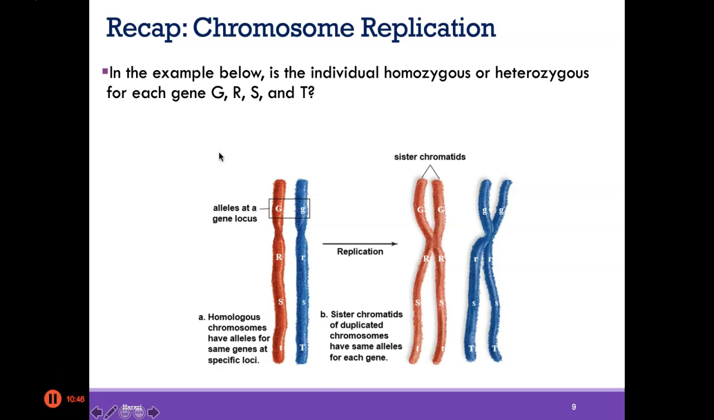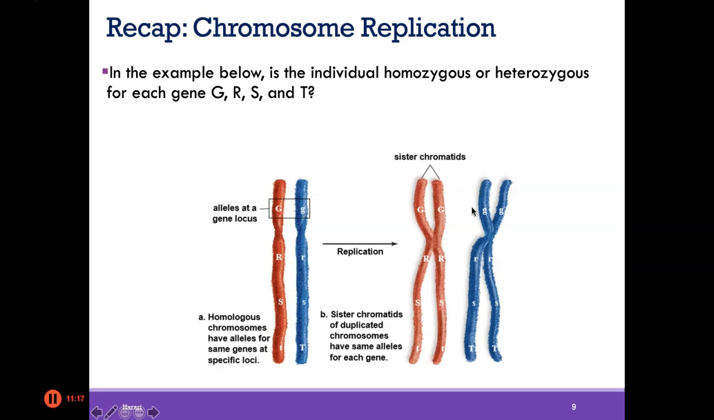So take a look here at this set of chromosomes. This is showing a pair of homologous chromosomes that have alleles for 4 genes at the same loci. There's the G gene, R gene, S gene, and T gene. And they're showing you both the maternal and paternal contribution of alleles at each locus. So is the individual homozygous or heterozygous for each gene, G, R, S, and T?